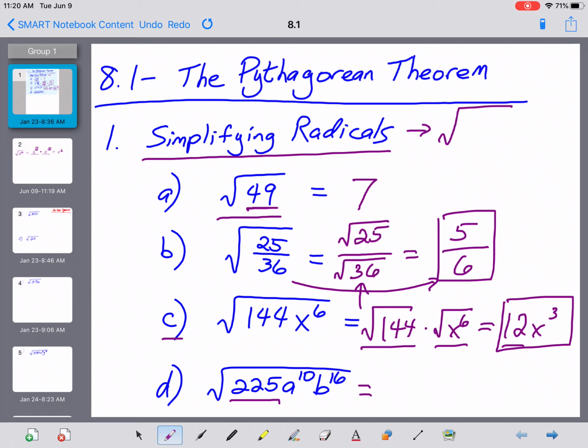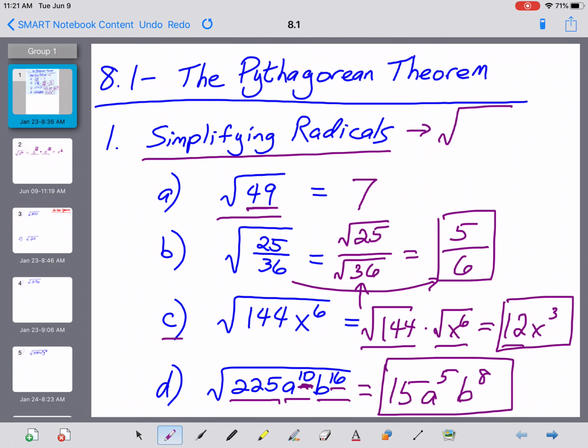The coefficient here of 225, so you're asking yourself, what number times itself equals 225? The answer to that is 15. For the square root of a to the 10th, again, we have an even exponent right here, so you're going to keep the same base of a and cut that even exponent in half to make it a to the 5th. And then for b to the 16th, the base stays the same, and we take half of that exponent and get an 8 up there. So 15, a to the 5th, b to the 8th, that's the square root of 225, a to the 10th, b to the 16th.